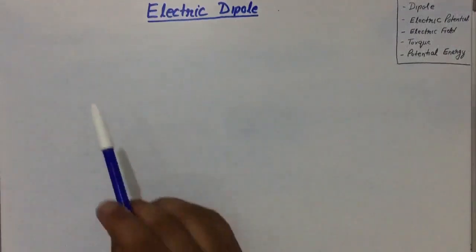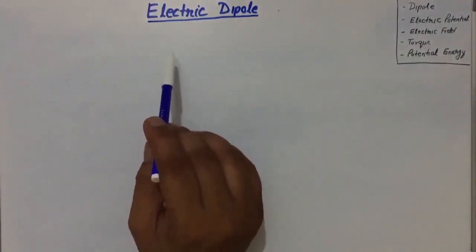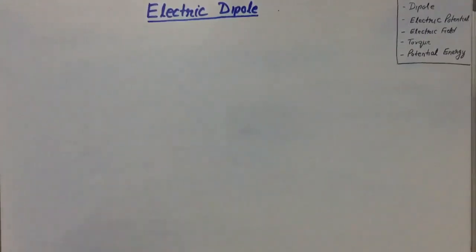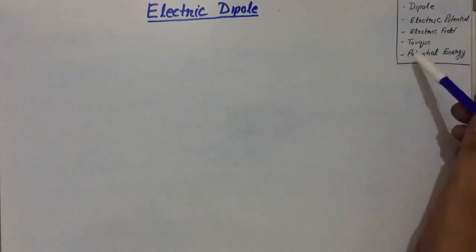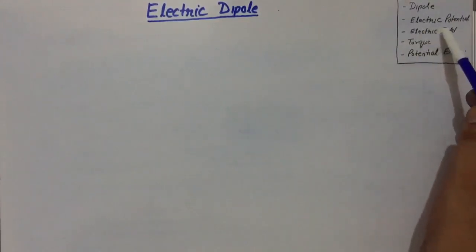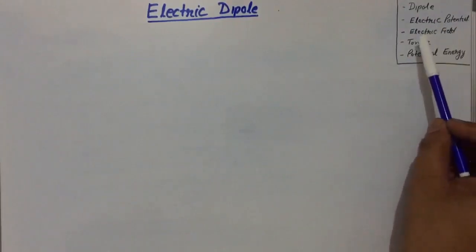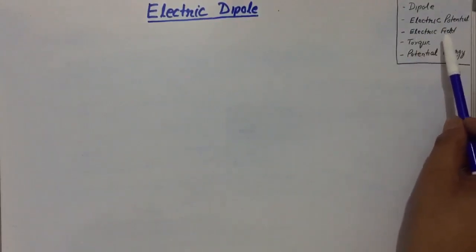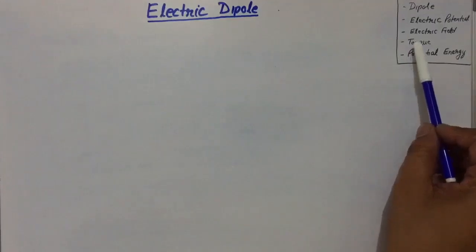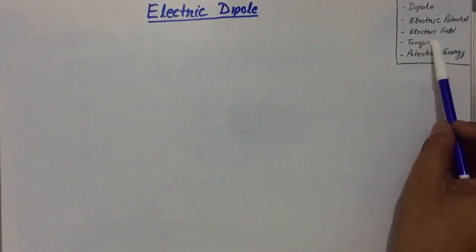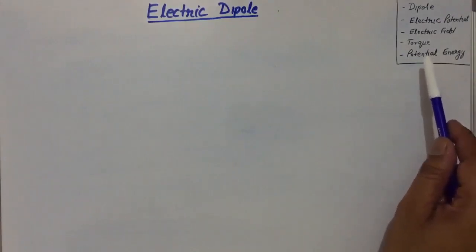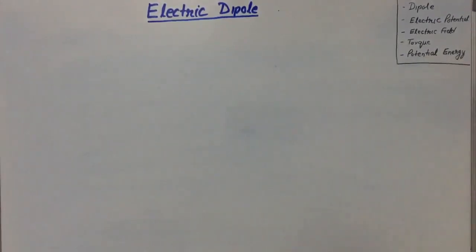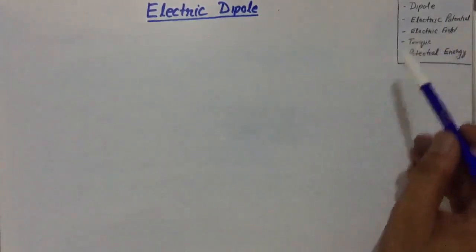Hello students, today we will discuss electric dipole, in which we will see what electric dipoles are, what the electric potential due to a dipole system is, what the electric field due to them is, the torque on the dipole when it is placed in an electric field, and the potential energy due to an electric dipole. So today we will discuss all of these one by one.